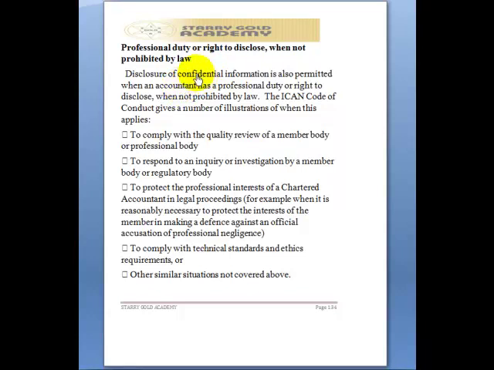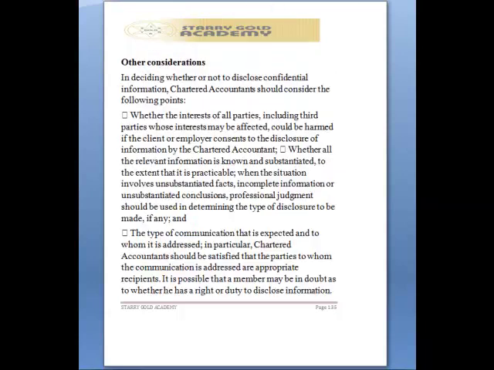For example, to comply with the quality review of a member body or professional body, you have to disclose. To respond to an inquiry or investigation by a member body or regulatory body like ICAN, you have to disclose. To protect the professional interests of a chartered accountant in legal proceedings, if somebody is suing you and you want to defend yourself, you have to disclose. To comply with technical standards and ethics requirements, or other situations not covered above. These are other situations whereby the auditor can disclose confidential information.